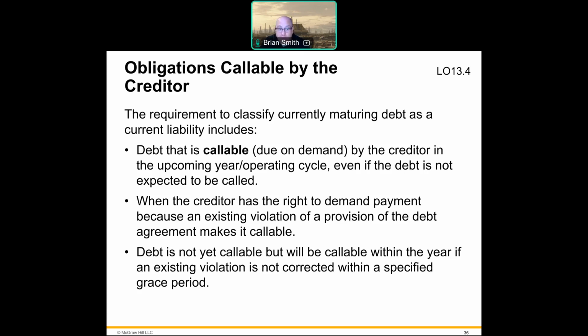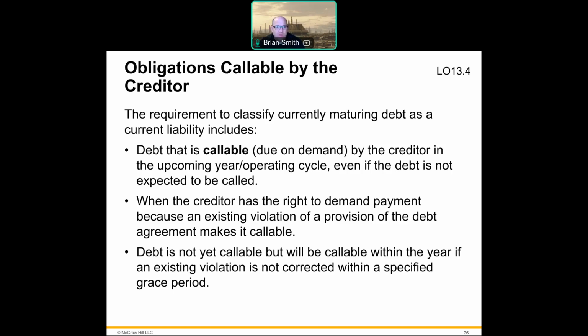The bank can call whenever it wants: you owe it to me, give it to me, I want it now. There are probably certain legal obligations, like you have to give a week's notice, so it's not just cut and dry, but for accounting purposes, if it's callable, we have to identify that. If the debt is callable by the creditor in the upcoming year or operating cycle, even if the debt is not expected to be called, we have to make sure we're tracking that.